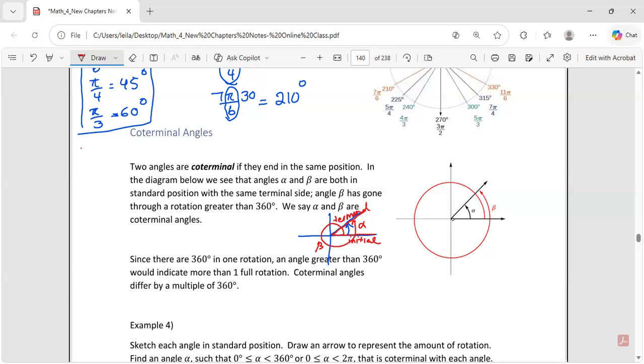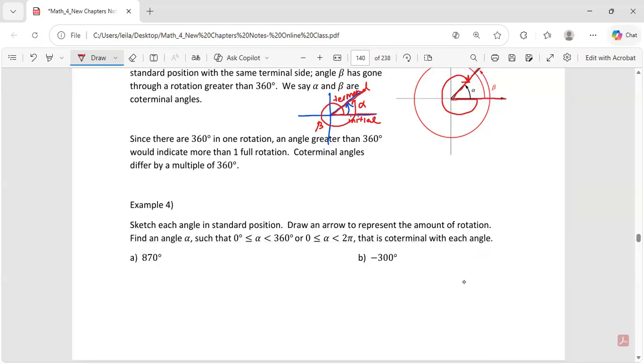If this is the initial side and that's the terminal side, I can start from the initial and get back to the terminal. So this is also another coterminal angle for alpha, but in the negative direction. Usually when they ask us to find coterminal angles, we can find negative and positive angles. It depends on what the question is asking. If they ask you to find positives, we only have to find positives. For negatives, you just need a negative one.